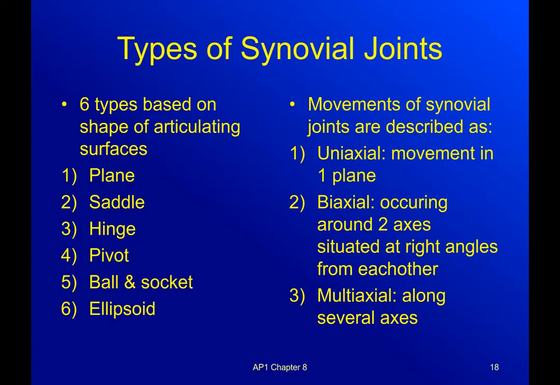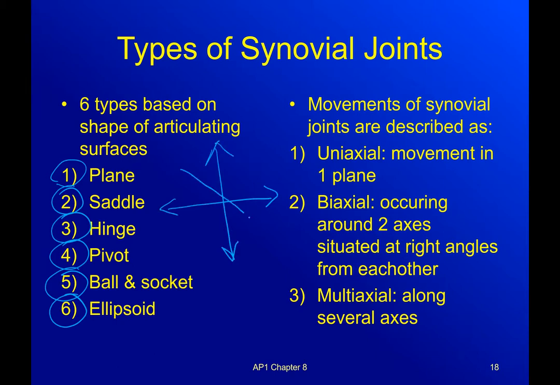The types of synovial joints. We have 6 types of synovial or moving joints, and it's all based on their articulating surfaces, how they come together. We have plane joints, saddle joints, hinge joints, pivot joints, ball and socket joints, and ellipsoid joints. The movements can basically be uniaxial, biaxial, or multiaxial. So remember in geometry, we had the x-axis, the y-axis, and then the z-axis was supposed to be coming at your face. So you basically had 3 dimensions when you talked about geometry.